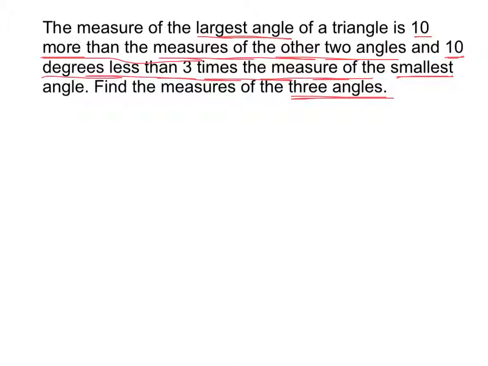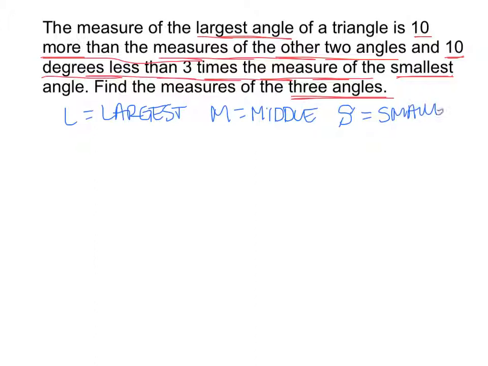Well, since it's talking about large and small and all that, I'm going to let L equal the measure of the largest. And then I'll let M be the medium or the middle. And I am going to use S to be the smallest angle. Now, we have three variables. We have three angles we're trying to find. If we had a problem about a quadrilateral, we'd have to find four angles. But in this case, we just have three, so we need three equations.